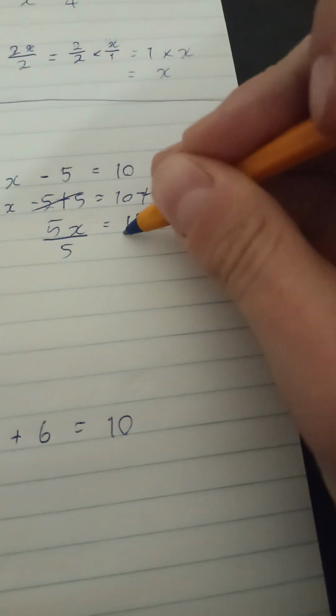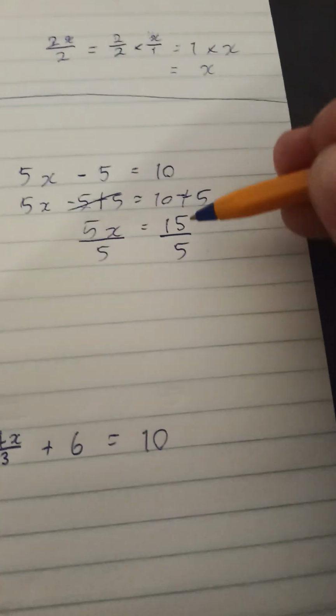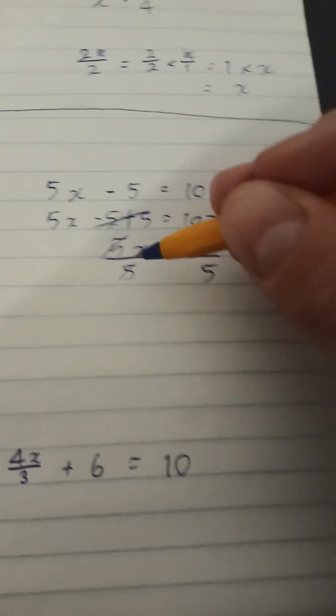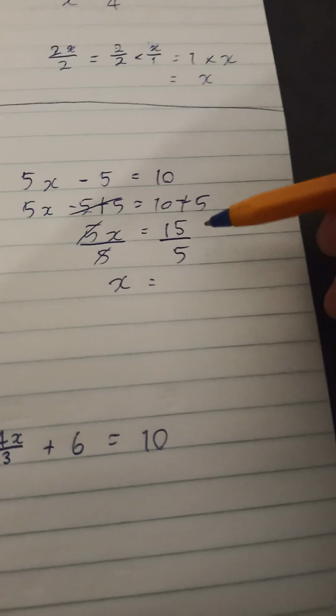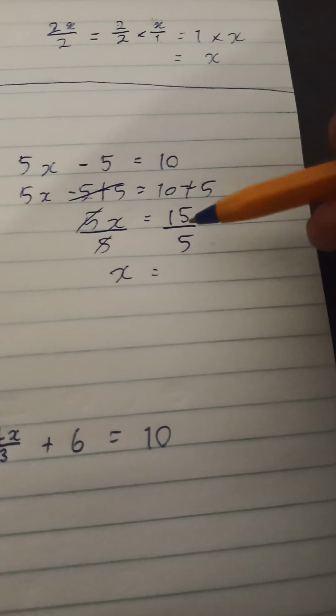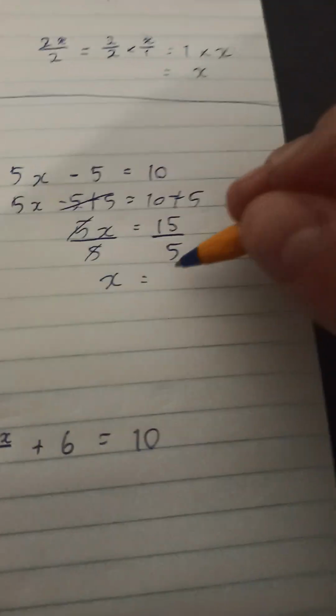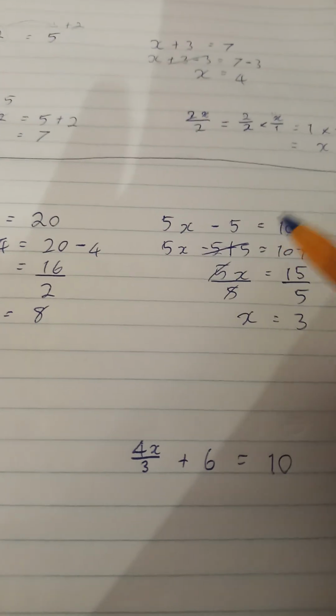So divide this by 5 and divide this by 5, so that we can cancel these 5s out, and we have x on this side. I hope that's more clear to you. And remember, this is also a fraction now. 15 over 5 is equal to 3. And that's how we do cancellation with multiplication.